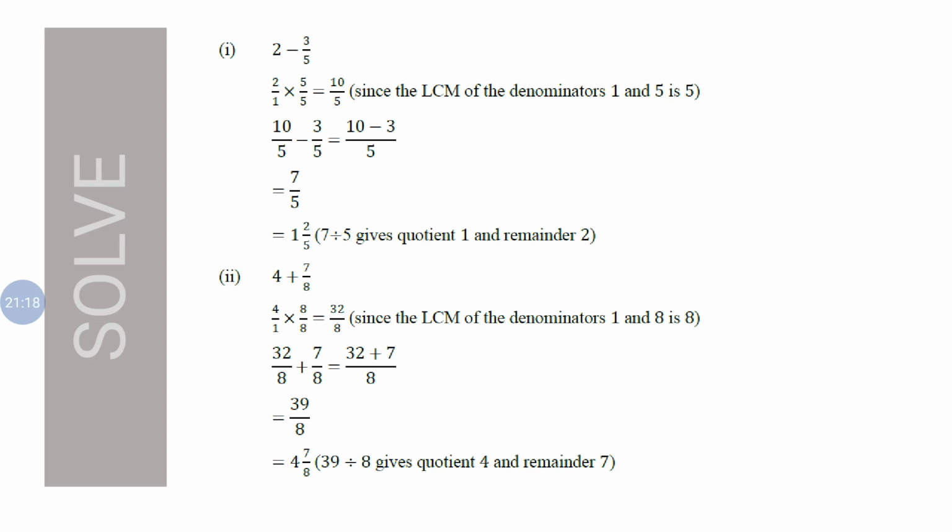So convert the improper fraction into a mixed fraction. We get the value 4 7 by 8. 39 divided by 8 gives quotient 4 and remainder 7. So 8 4s are 32. 8 4s are 32. 32 plus 7, 39. So 39 divided by 8. So convert the improper fraction into a mixed fraction.